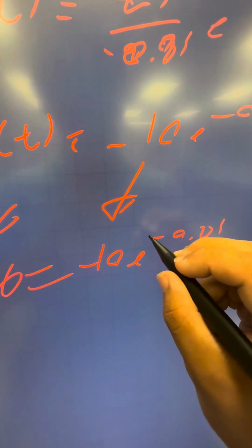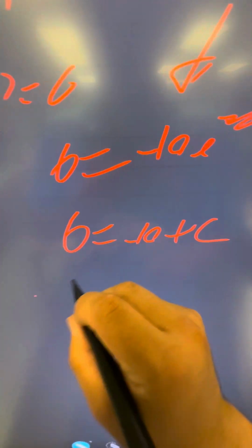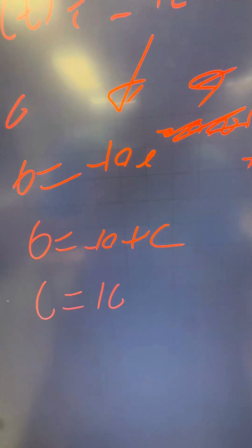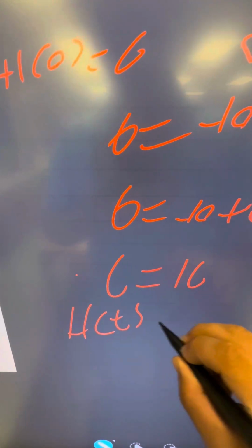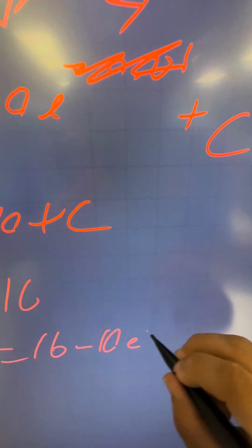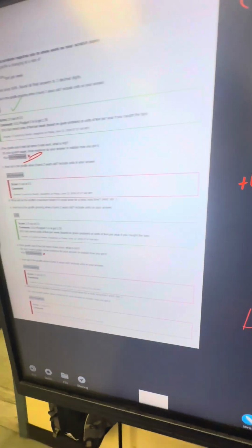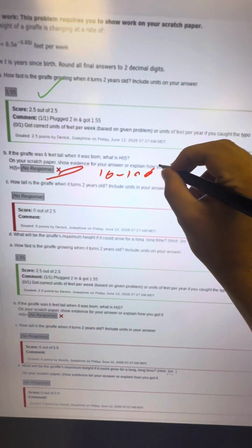This is what we're doing now. We're putting 0 in for t, so e to this would actually be e to the 0. And then now this becomes 6 equals negative 10 plus C. C is going to be equal to 16. And my final equation for part B would then become H(T) equals 16 minus 10 e to the negative 0.85 T.